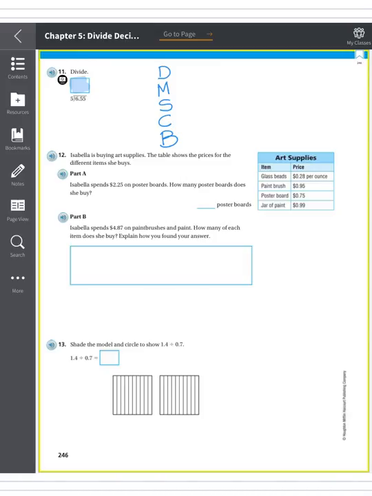Today we're going to do Math Chapter Review Part 2. So for number 11, you're going to simply divide. Use the divide, multiply, subtract, check, bring down.